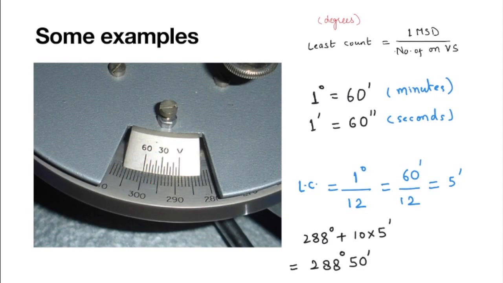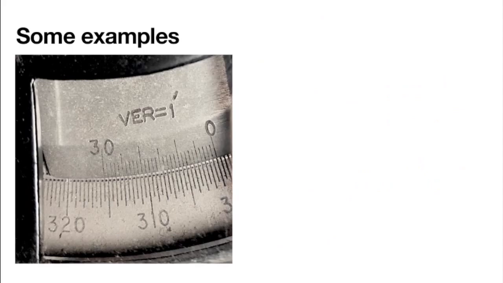Let us see one more example. This is a little complicated one. Again, first we need to calculate the least count. 1 MSD, 1 main scale division. Here if you see, there are 20 divisions between 310 and 320, 10 here and 10 here. So the value for the least count of the main scale would be half a degree.